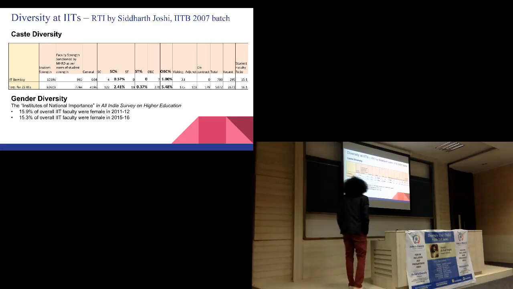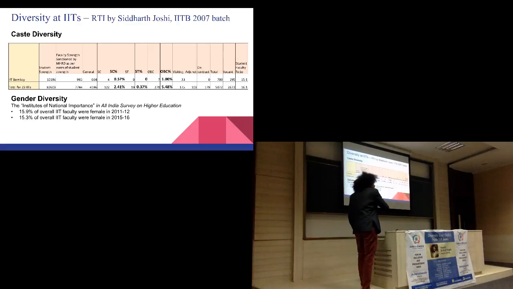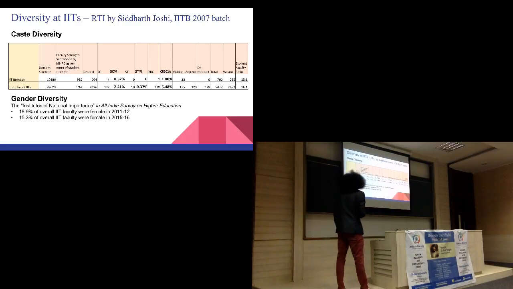And if we talk about 23 IITs, the situation is not better. It's again 2.41%, the ST is 0.37%, and OBC is 5.48. Now this is compared to the population that is represented in India. And of course, this data presented here has also not been adequately understood, in the sense of what are the experiences of people with other social disabilities apart from the categories that I mentioned, which are constitutional categories.